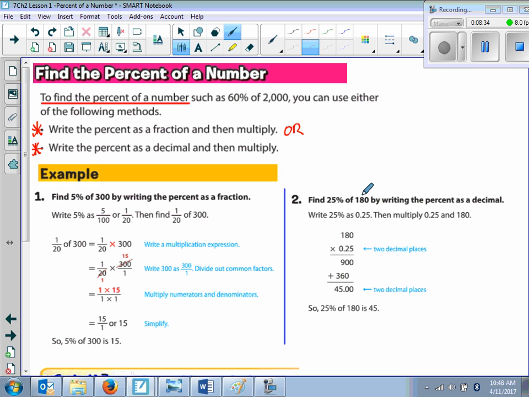Okay, so we have 25 hundredths or 0.25 times the 180, because again, of means multiply. You got that? And of course, here, they're showing you the multiplication, but you guys are allowed to use your calculators, right? So you're just going to type in the calculator 0.25 times 180, and you're going to get 45. So 25% of 180 is 45.